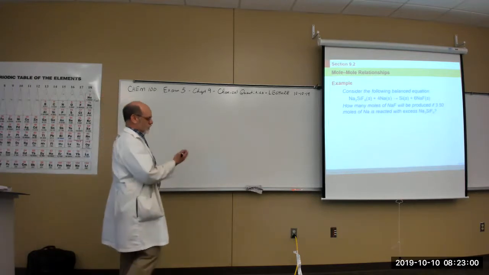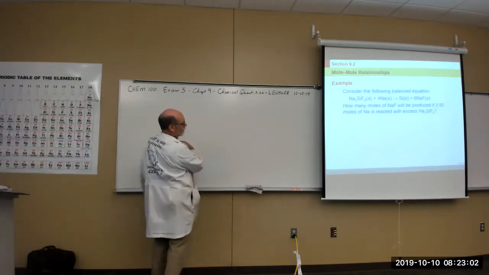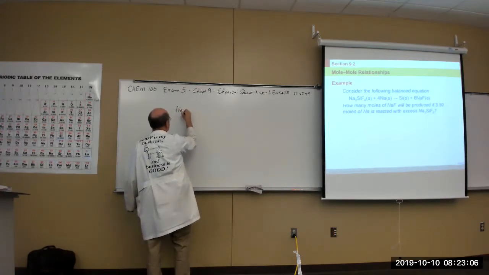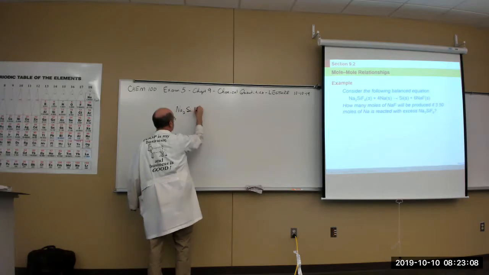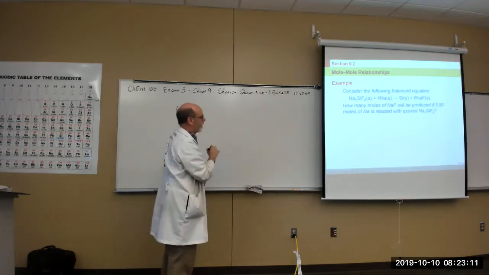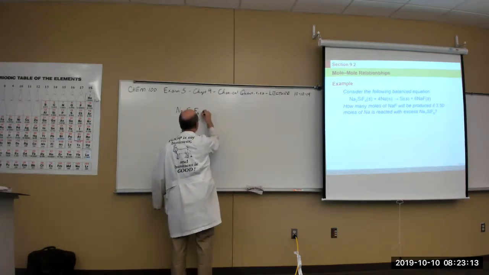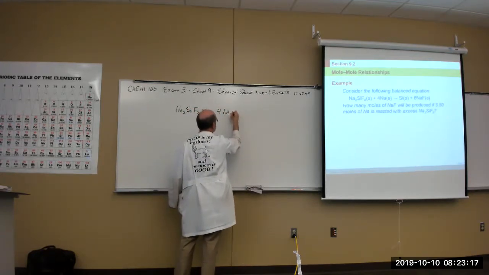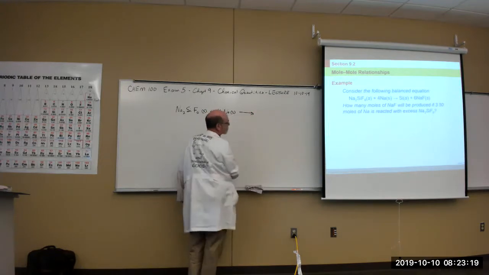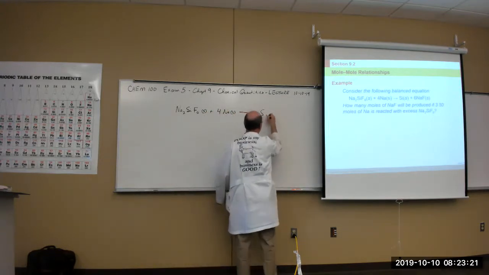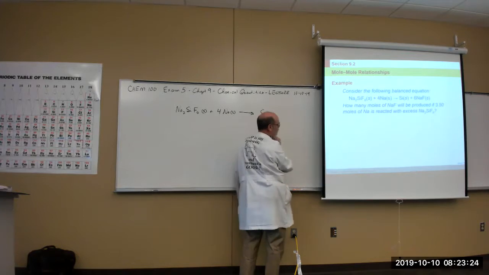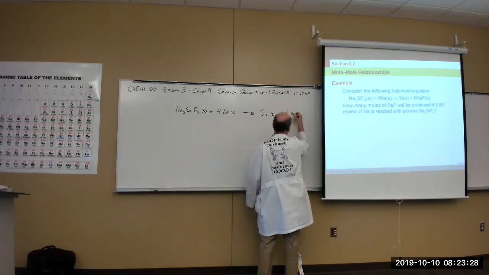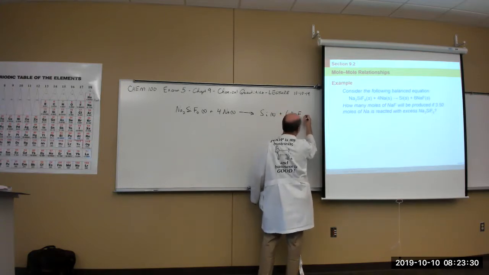Okay, so let's use this one as an example. Sodium silicon fluoride, and plus sodium. And they've been kind enough to balance the equation for us already. This produces solid silicon and 6 sodium fluoride.